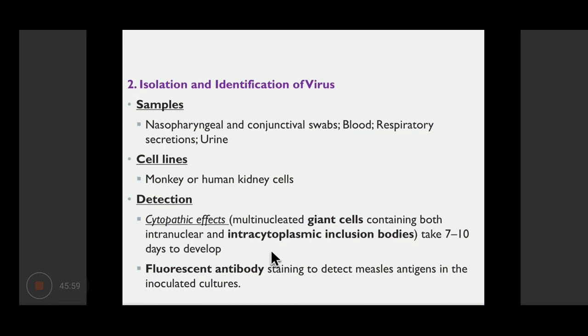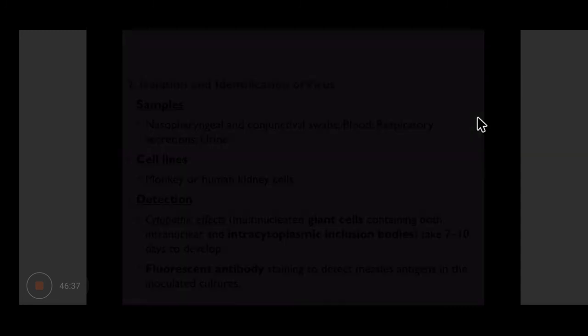So if you want to identify which virus is actually there, because multinucleate giant cells can be produced by many viruses in the cell lines, okay, which virus is causing that? That can be done using specific antibodies against measles virus that are tagged with a fluorescent tag. If the virus that is multiplying in the cell lines is measles virus, then these specific antibodies would bind to that measles virus, and fluorescence would be seen under the microscope. But if it is not measles virus, then these specific antibodies will not bind, and there would be no fluorescence seen in the cell lines. Okay, so this is how we can diagnose the disease.